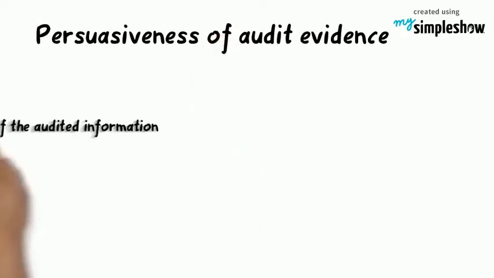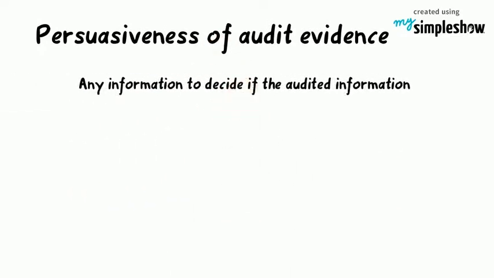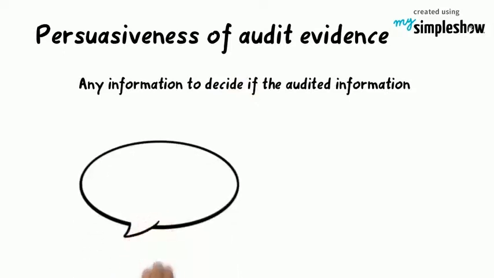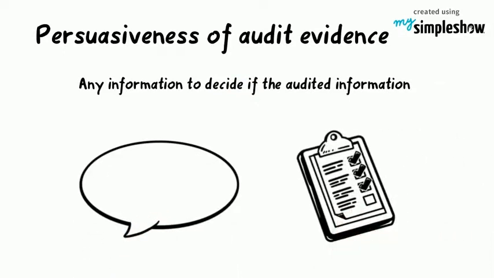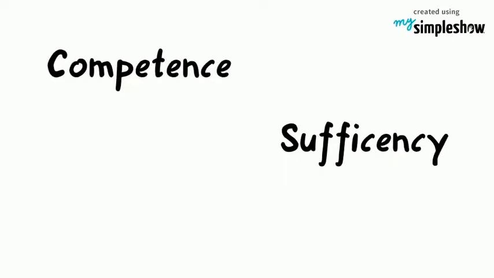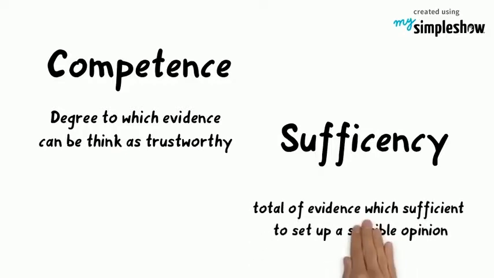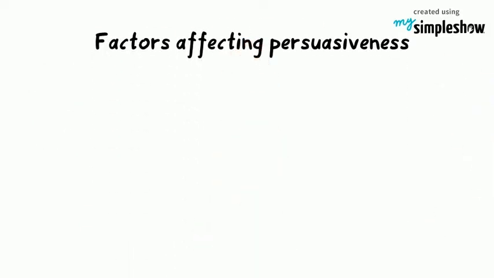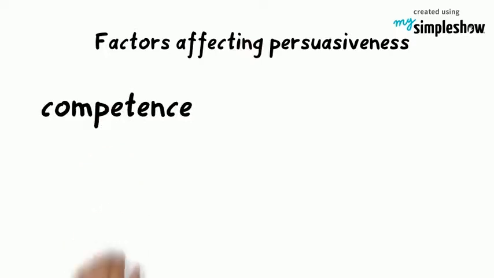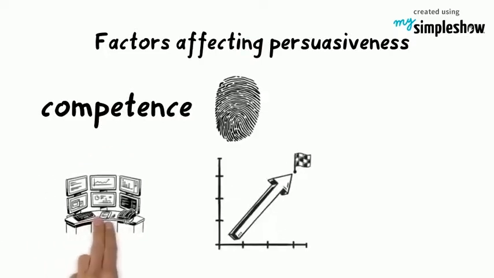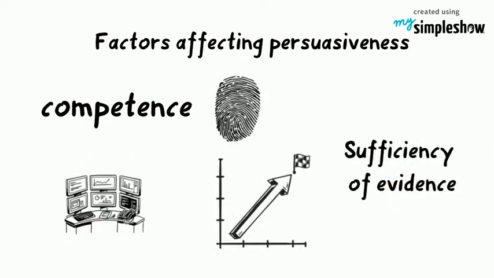Persuasiveness of audit evidence. Audit evidence is any information used to decide if the audited information is expressed in accordance with established standards. Two determinants of persuasiveness of evidence are competence and sufficiency. Competence is the degree to which evidence can be thought of as trustworthy. Sufficiency is the total amount of evidence which is sufficient to set up a sensible opinion. Several factors affecting persuasiveness of audit evidence are competence of evidence, relevance of the audit objective, timeliness and sufficiency of evidence.